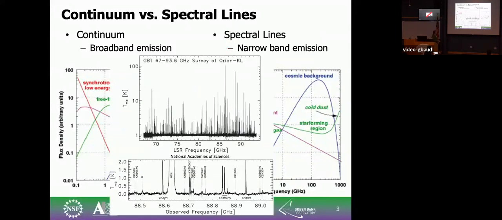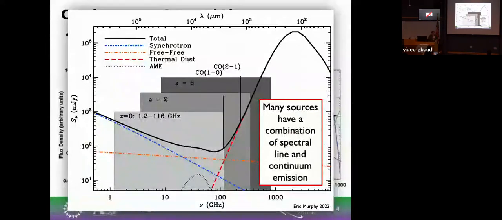If we compare that to spectral lines, they have narrowband emission. So it's kind of a line of course that you can see here, which is covering a somewhat wider frequency range. But when you zoom in on any of these smaller sections of your frequency, you start to see these spectral lines, which are narrow band relative to the broader band continuum that we saw earlier. But it should be noted that many sources have a combination of both spectral lines and continuum emission.